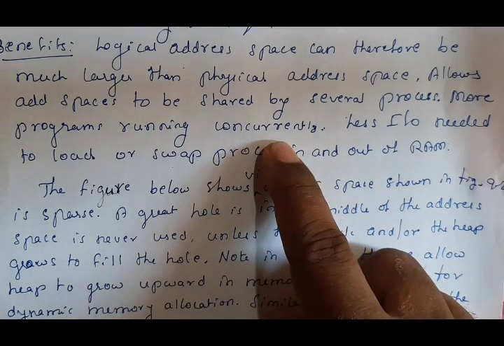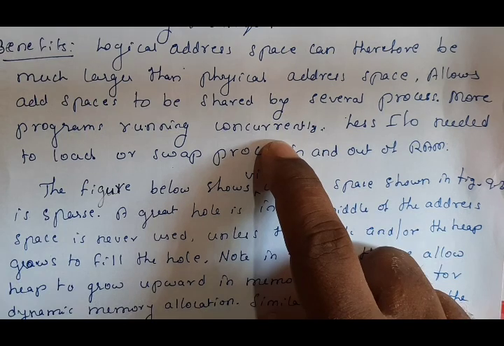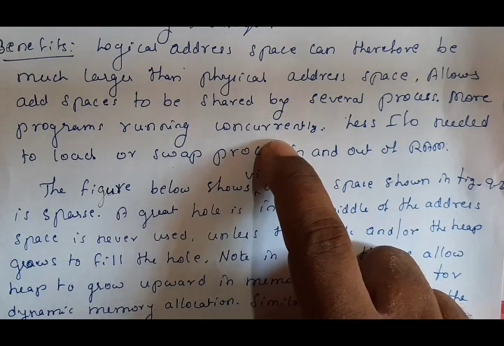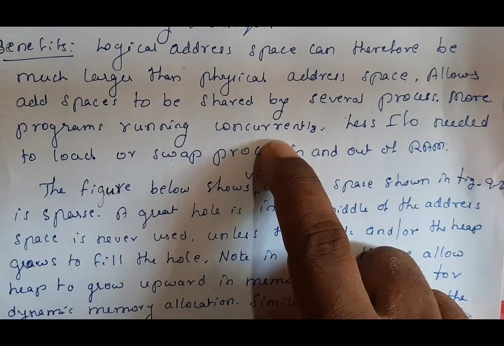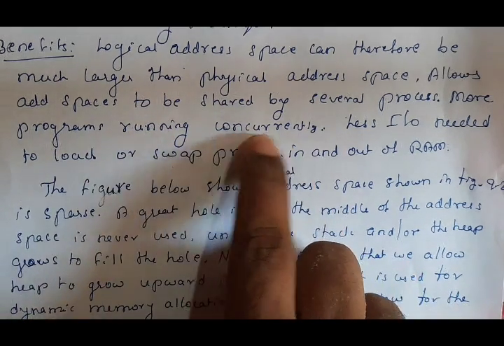More programs running concurrently. If we have more memory space, many programs can run concurrently at a time. If the memory capacity is less, you can't run; you have to wait. If there is more memory space, you can run the programs concurrently.